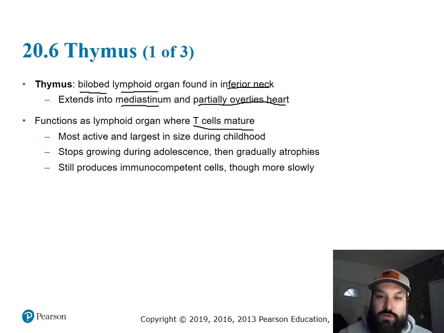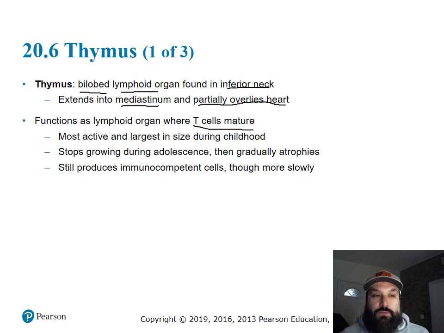This is the maturing T cell area. This is where they kind of go through training, get built up, become mature T lymphocytes, right? So we have the thymus most active in childhood, and it's largest in size, and it kind of atrophies. In fact, our thymus grows big in size, and then it kind of shrinks. So it stops growing in adolescence, and then it actually atrophies. It still produces the cells, just slower.